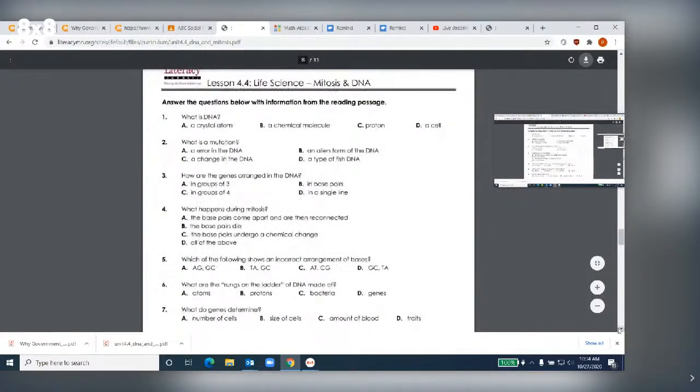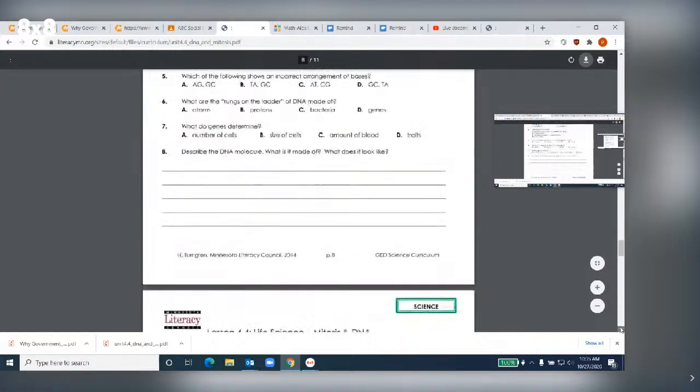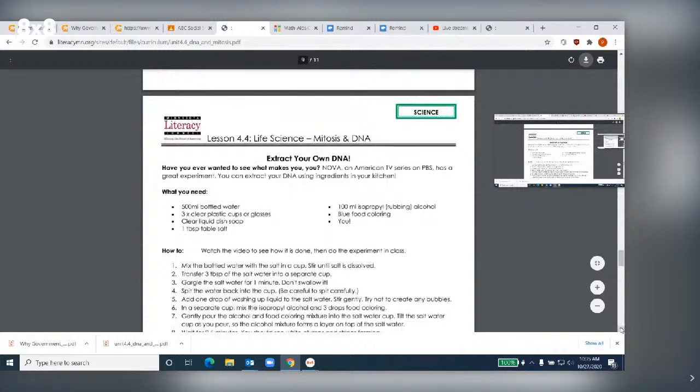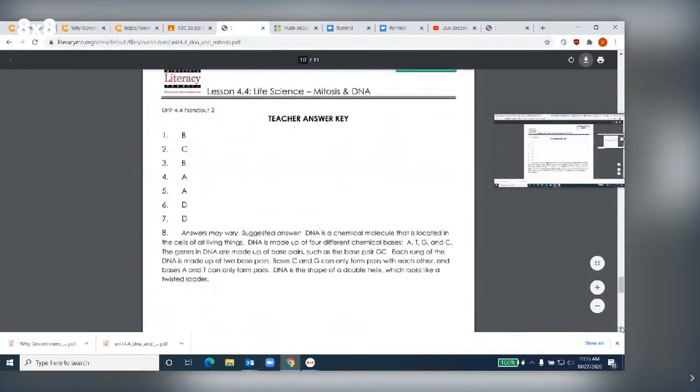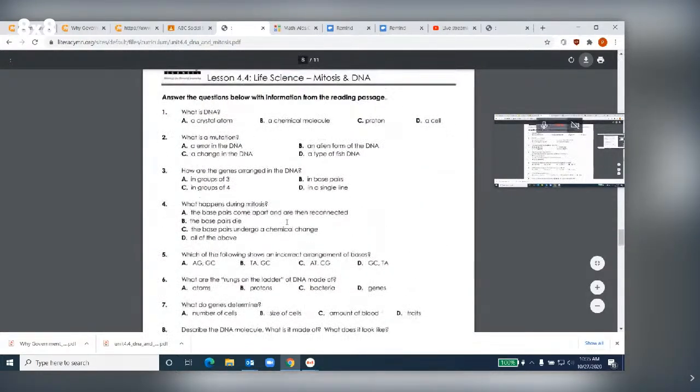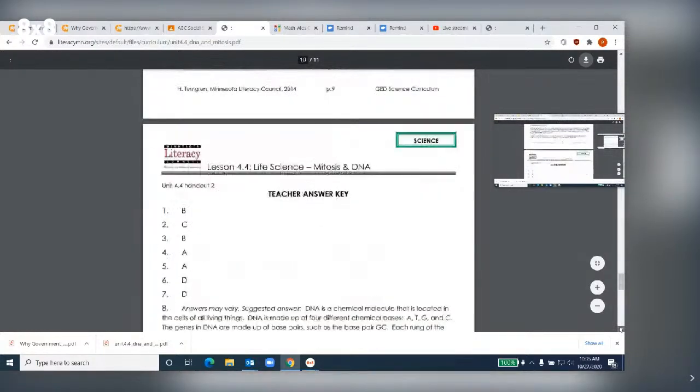So here are some questions that go with what we just read. You can go ahead and answer those. And this is an experiment, and it talks about how you make your own DNA. You can look this over. You don't need to do this. This just shows you how you can make DNA. And here are the answers to the questions right up here. So go ahead and do these. This is a really short lesson. And then if you're not sure, you can go down and check your answers right here.